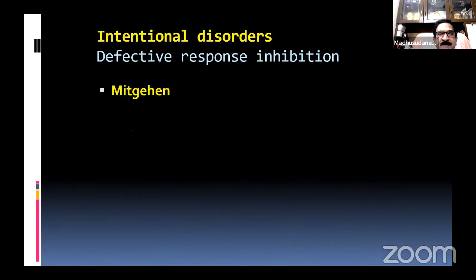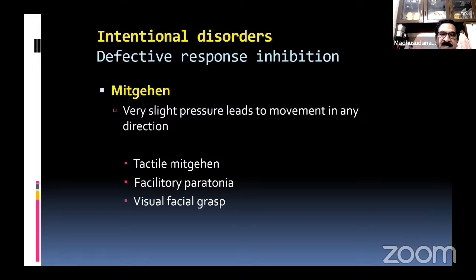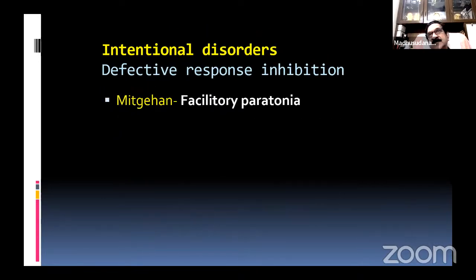Then what is Mitgehen? Mitgehen is very slight pressure leading to movement in any direction. It can be tactile Mitgehen, facilitative paratonia, visual facial grasp, and magnetic apraxia. I think I'll skip this. Facilitative paratonia is the opposite of Gegenhalten. Gegenhalten is what you see in a frontal lobe lesion: the patient will put extra resistance to a movement. When you move, the patient will resist extra. Facilitative paratonia is the opposite of Gegenhalten. It will facilitate the examination.